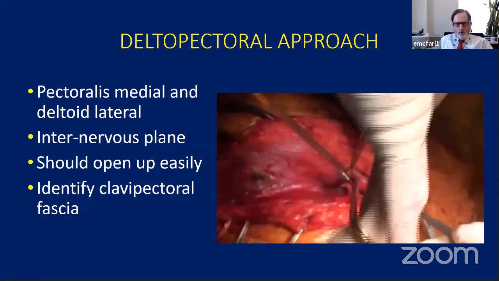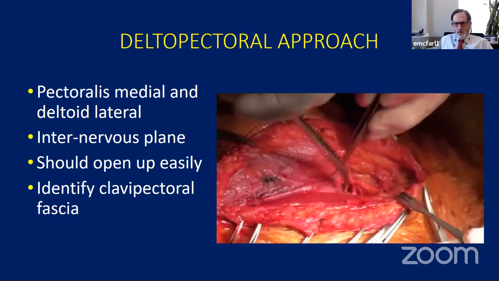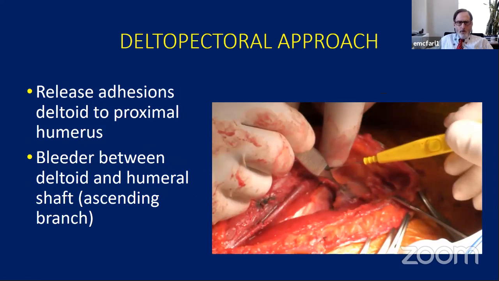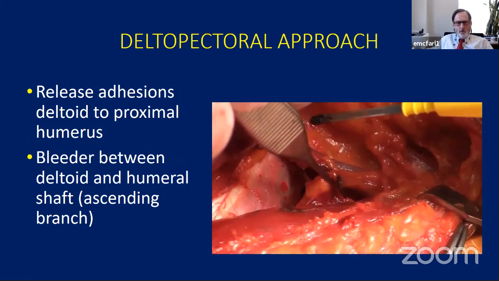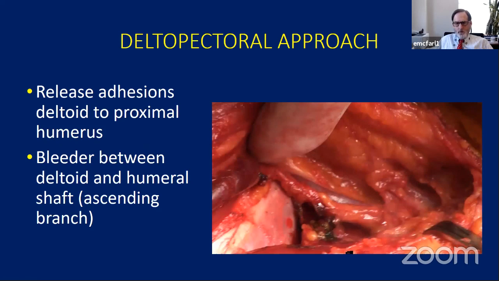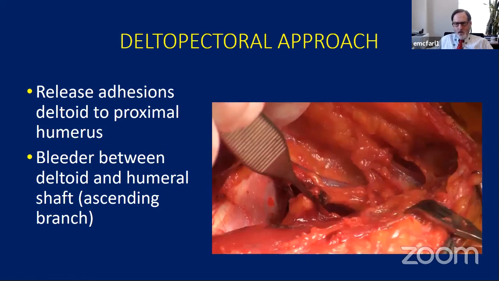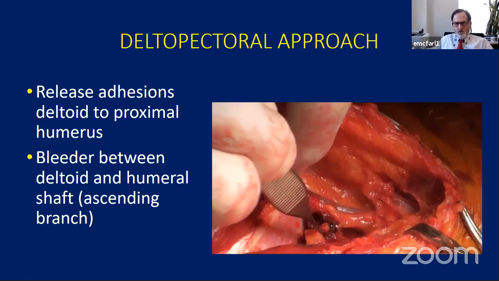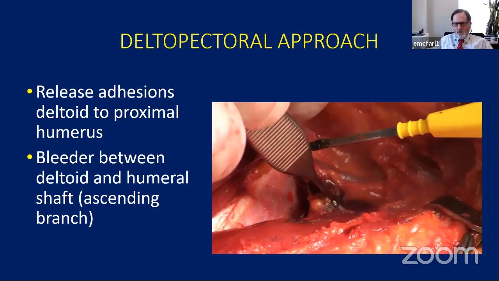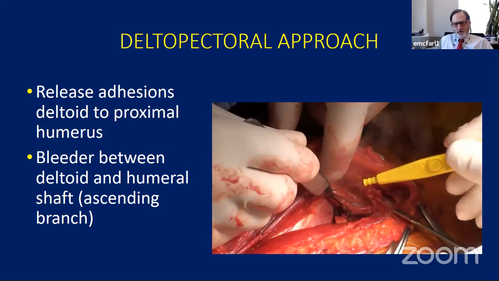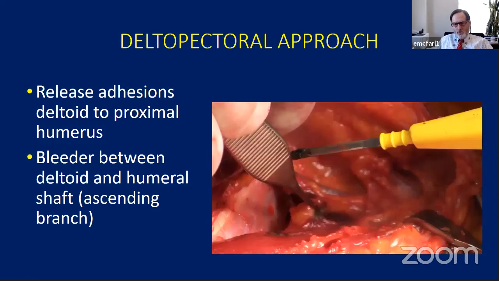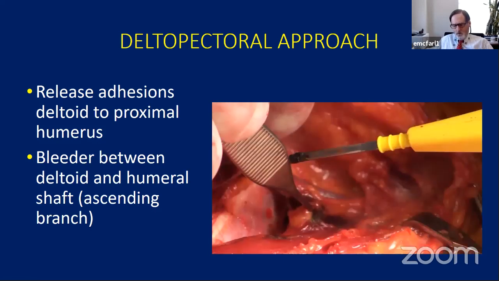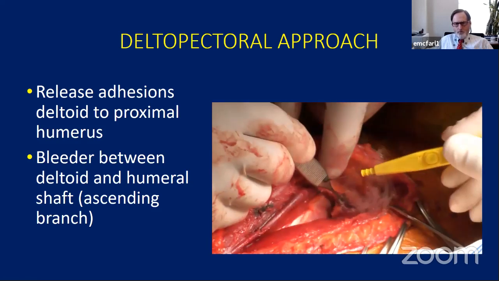So at this point, the goal is to identify the clavipectoral fascia and find the conjoint tendon and the coracoid. So sometimes there's adhesions. There's also these little bleeders up proximally that you can get. They're just sort of an aggravation, not really all that important. The one thing that is an aggravation as well is there's an ascending branch that goes up and down the humeral shaft, and it tends to be a little bit of a bleeder. It connects with the anterior circumflexes, so it's real nice to get good hemostasis so that they don't bleed too much.